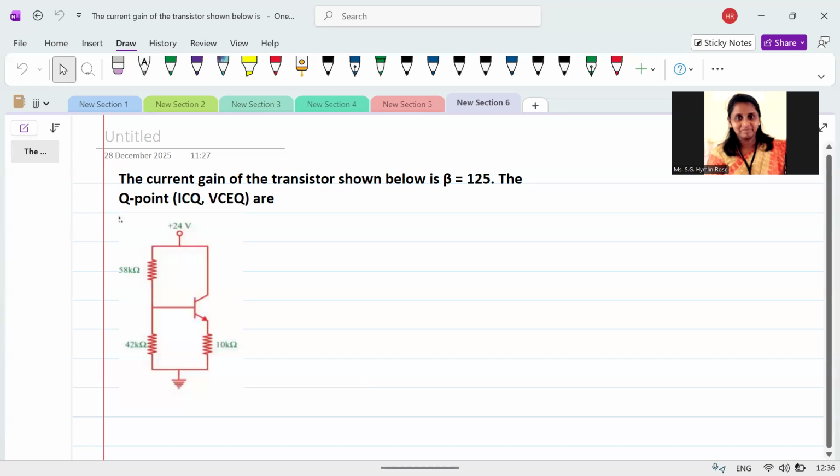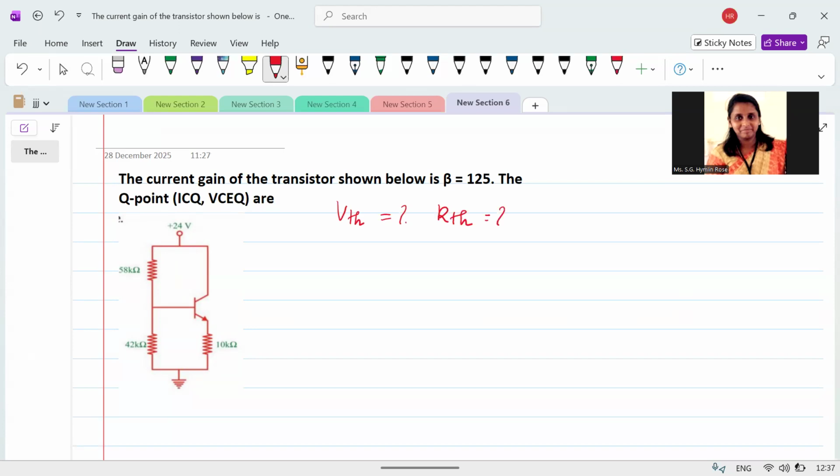The given circuit is a voltage divider biasing circuit, with current gain beta equal to 125, and we are asked to find the Q point, ICQ and VCEQ. To find ICQ and VCEQ, first we simplify this circuit. As it is a voltage divider biasing circuit, the first step is to find VTH and RTH.